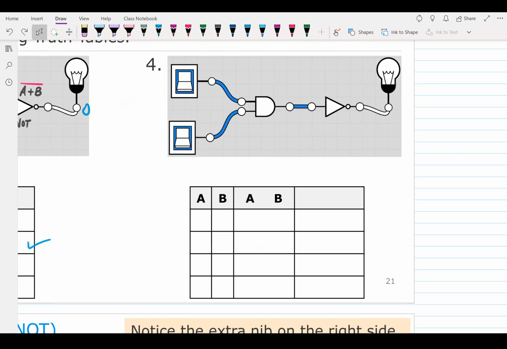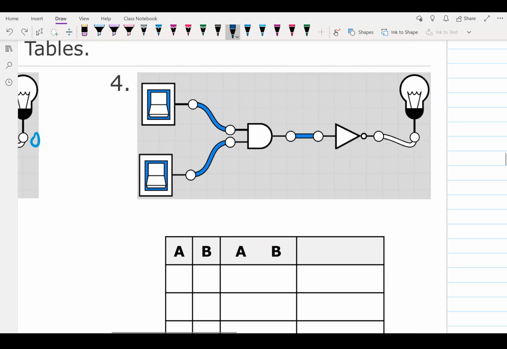Let's do the last one of the day here. What do we have? We have A and B flowing into this gate. What kind of gate is that? It's an AND. Remember, the AND gate looks like a D shape, which is the same as the last letter in AND. The OR looks like an arrowhead.